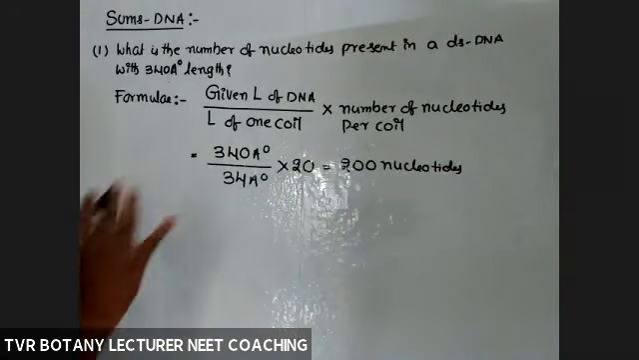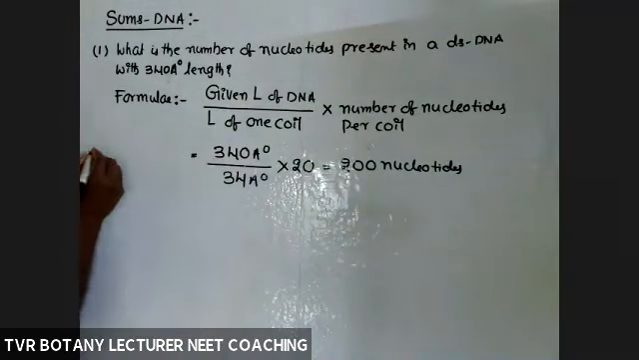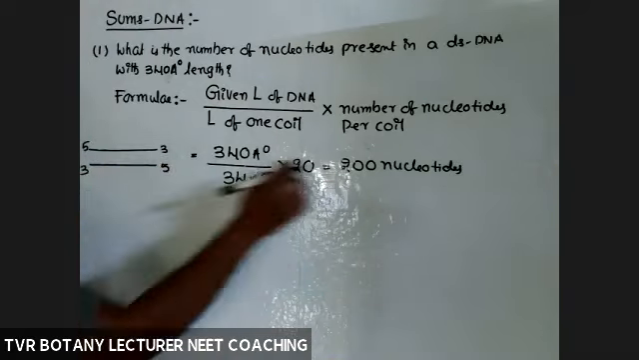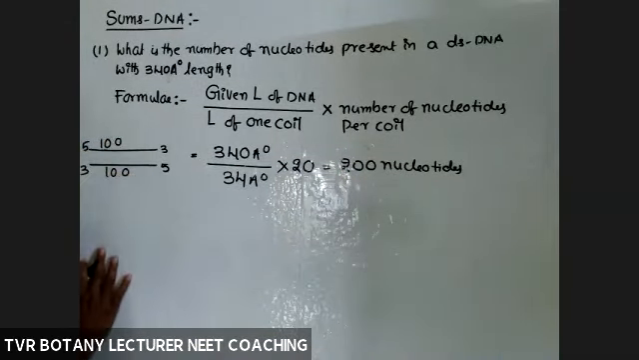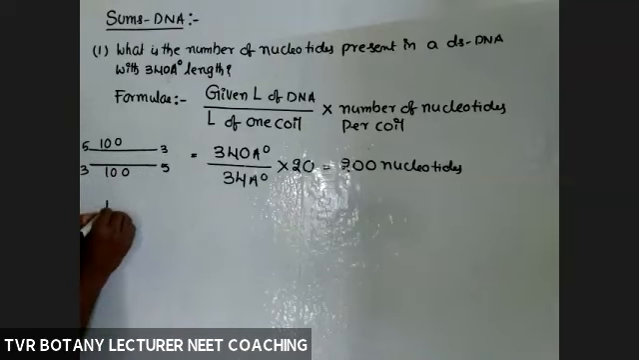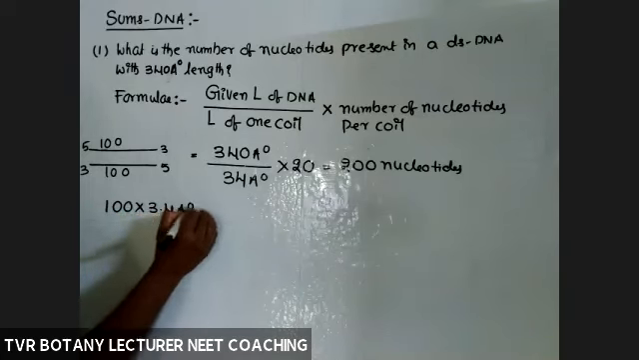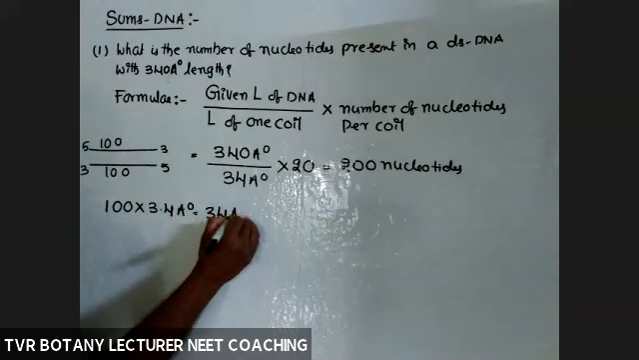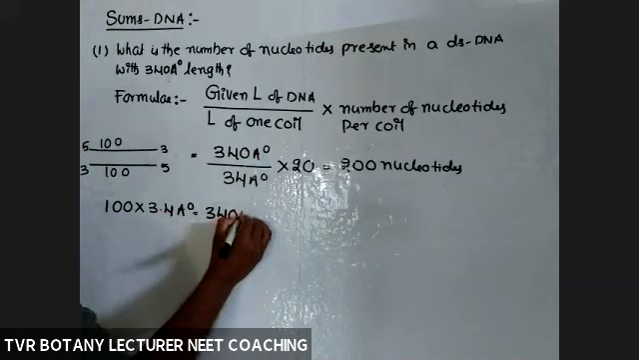Okay, so now we are going to cross check it. See, what about the total number of nucleotides? 200. For example, this is the DNA molecule we selected. Its length is 340 angstroms. How many nucleotides? 200. Take 100 here, 100 here, 1:1 ratio. So now 100 into 3.4 angstroms. How much? 340 angstroms.